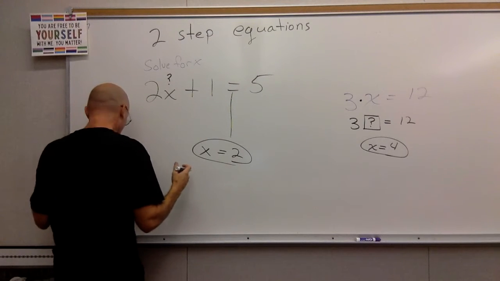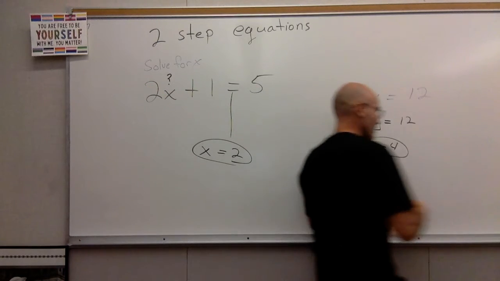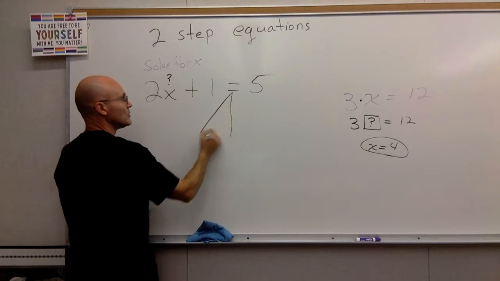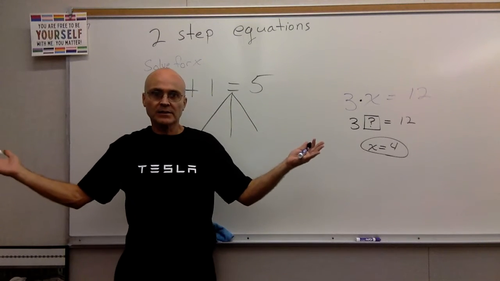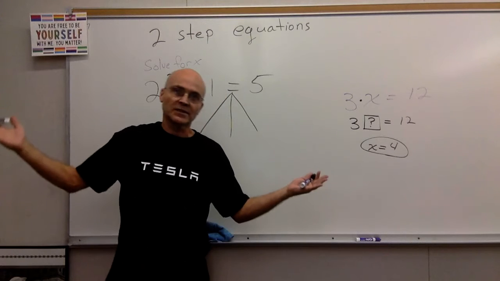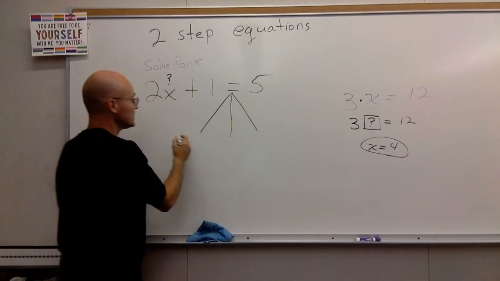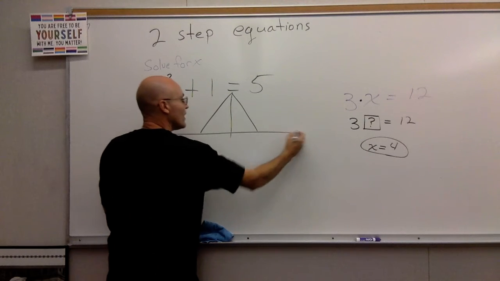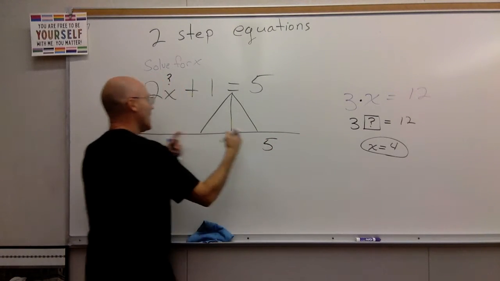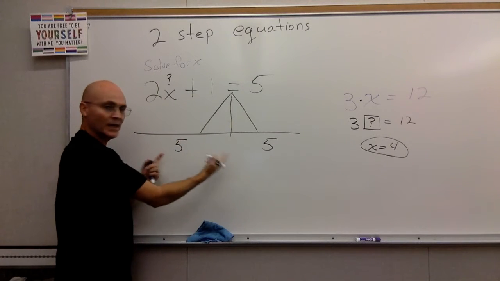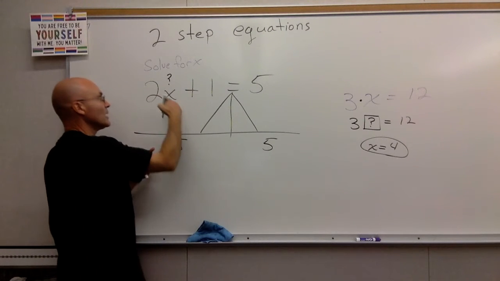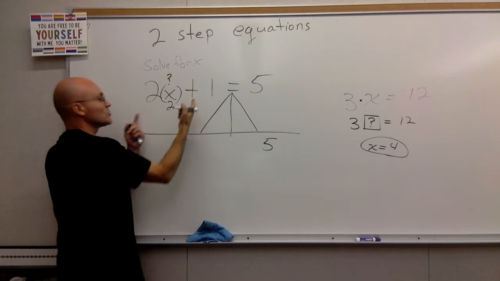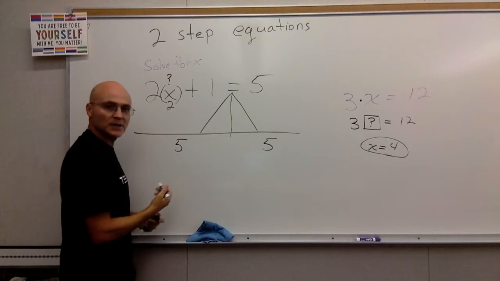Okay? One of the things I'm doing now is telling the kids that this is a scale, a scale that balances. If it's heavy on one side, it goes like that. If it's heavy on the other side, it goes like that. This is an equation, and every equation has to balance. If I have 5 pounds on the right, I need 5 pounds over here also. I need 5 on both sides. So x has to be 2, because if x is 2, I have 2 times 2 plus 1, and that gives me 5 pounds on both sides.